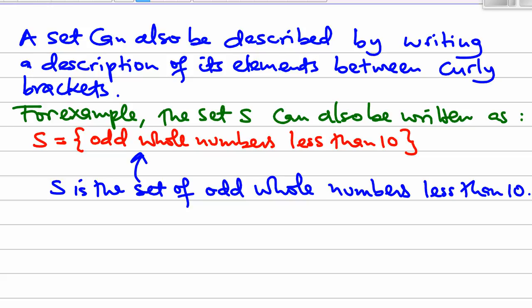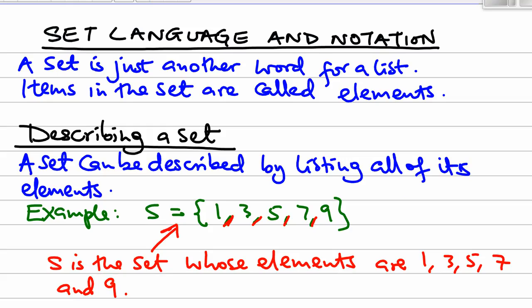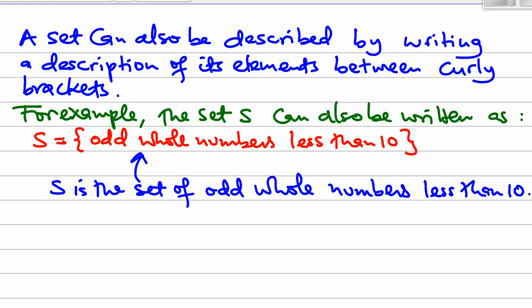So these are different ways in which you can describe a set. We looked at one way, where you use the curly brackets and list your elements using commas. Another way to do it is by describing it. So you have the curly bracket and you describe what it is: odd whole numbers less than 10. And what that means is the set of odd whole numbers that are less than 10. I'll look at the next thing, which is equal sets.